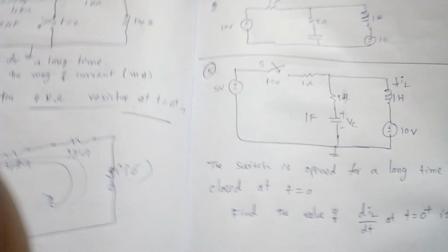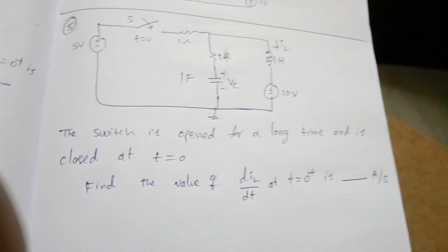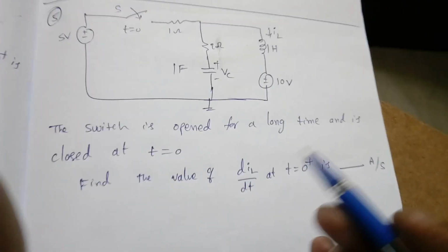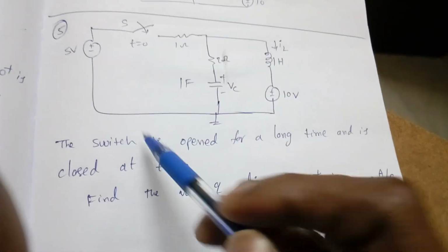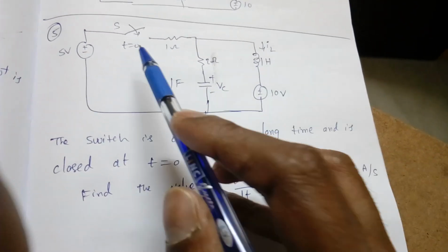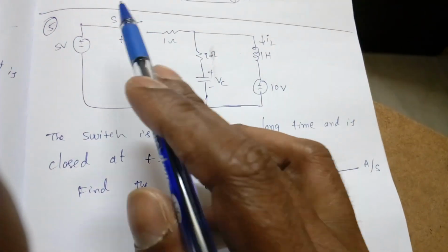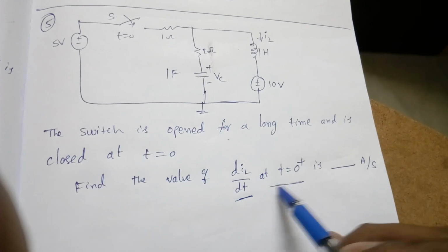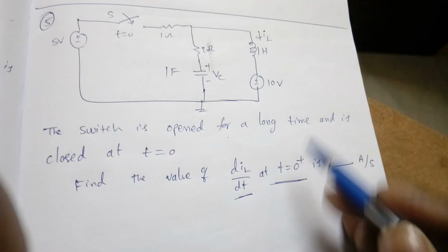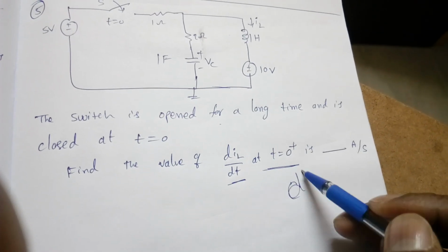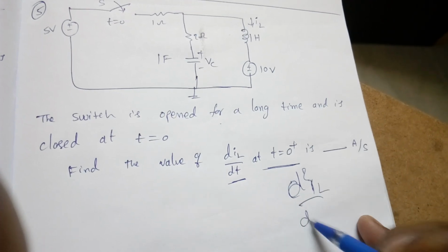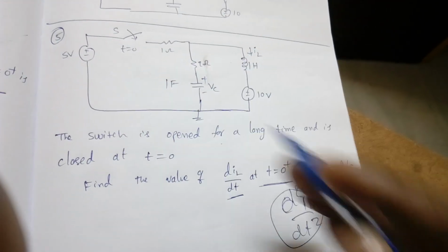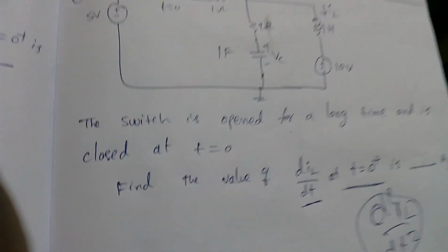And the last final question. This type of question has not come in previous years, but we can expect it this time. The switch is opened for a long time and it is closed at T equal to 0. Find the value of dIL by dt at T equal to 0 plus, ampere per second. Sometimes they will ask d square IL by dt square and so on. So if you solve this, then it will be very easy.